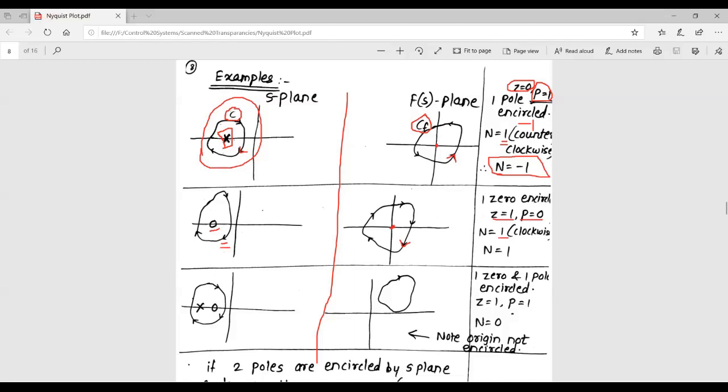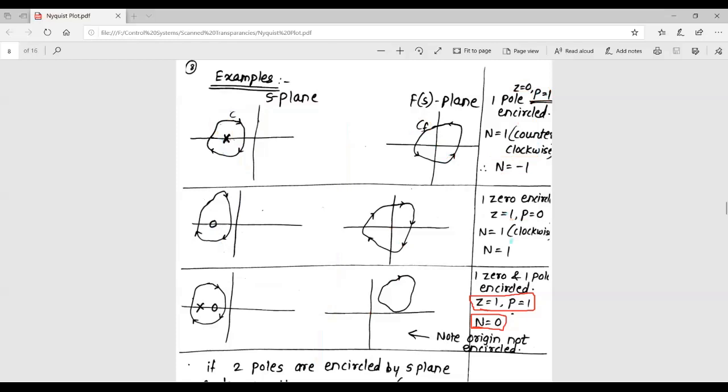Third example, we have one pole and one zero. So Z is equal to 1 and P is equal to 1. Z minus P, that is equal to 0. So the number of encirclements equates to 0. So there are no encirclements around the origin. Here you can see that after mapping, the contour is not encircling the origin. Origin is outside the contour CF. And that is why we know that the encirclements are 0. That means this point is not lying inside this particular contour, right? So these are the examples which give you the brief idea about how the mapping theorem can be visualized graphically.